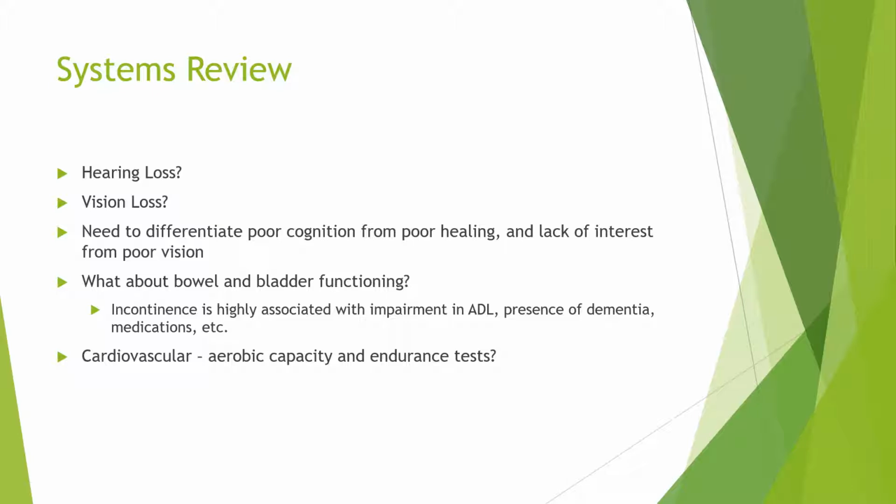And then what about bowel and bladder function? We see a lot of incontinence issues in patients as they get older. Incontinence is highly associated with impairment in ADLs, and is also present in dementia and with some medications too. And then looking at the cardiovascular system, what kind of endurance or aerobic capacity tests do we do on these patients, and what is appropriate depending on the patient in front of us.